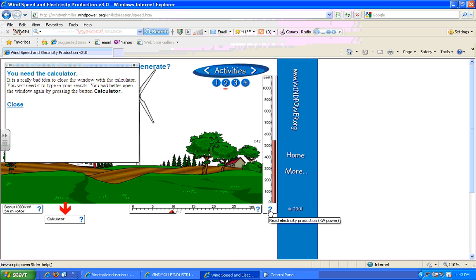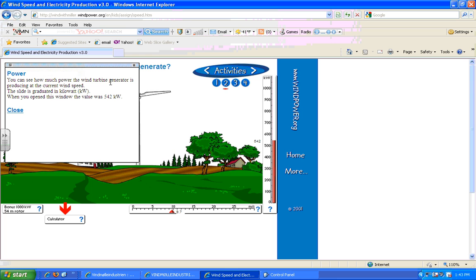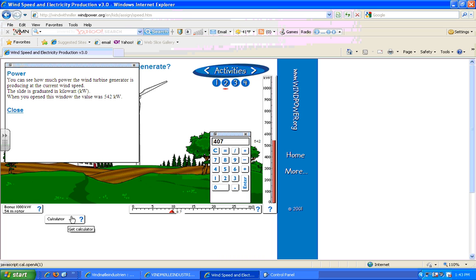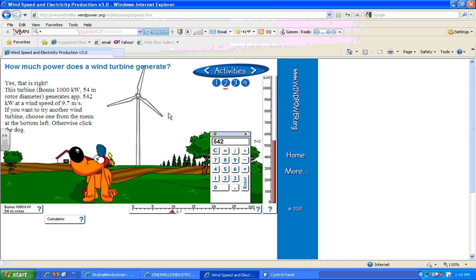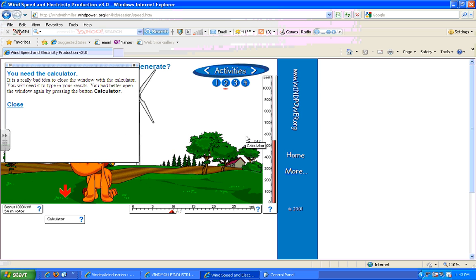Okay, now I can click on this again, and it says 542. So I go to calculator, and I clear that, 5, 4, 2, enter. All right, I think I got something there. Yes, that's right.